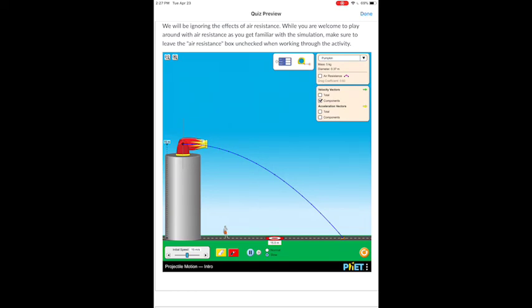Then you'll want to swap out, get rid of your velocity vectors, and put on your acceleration vector components. And watch that and answer that question.